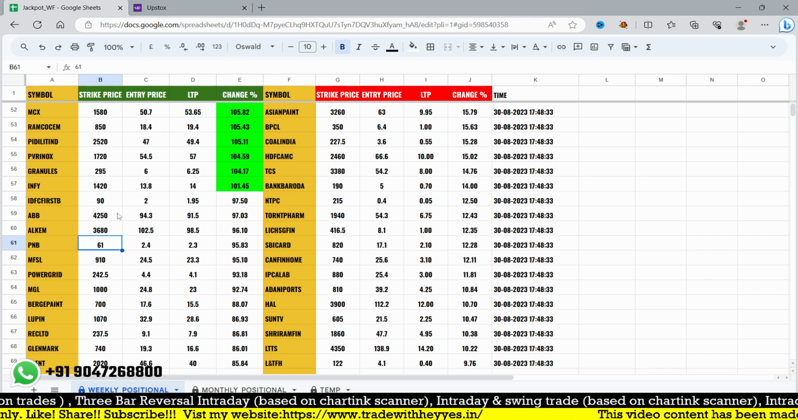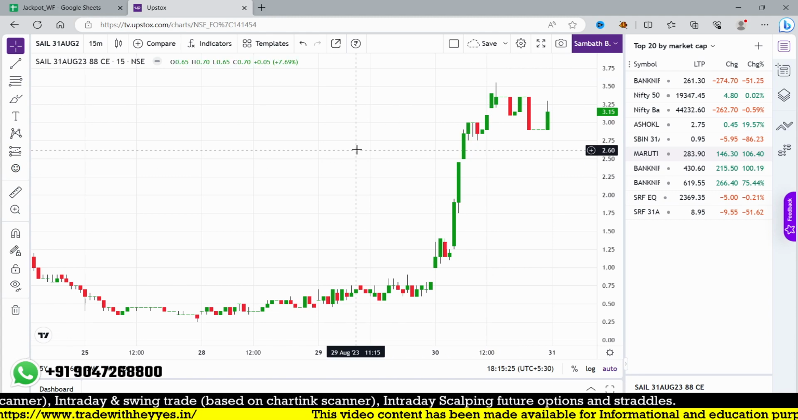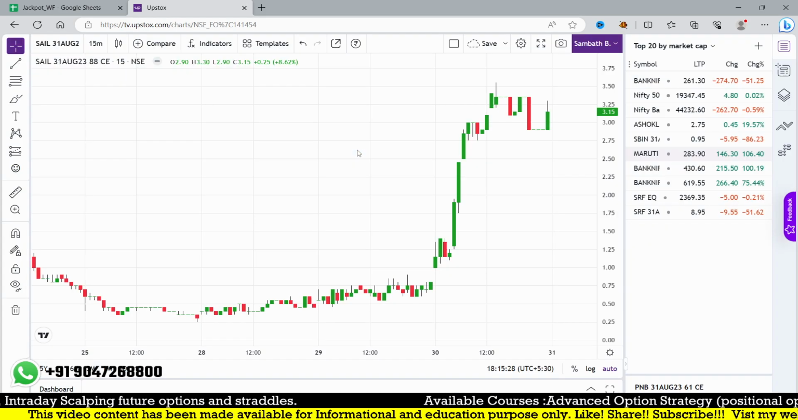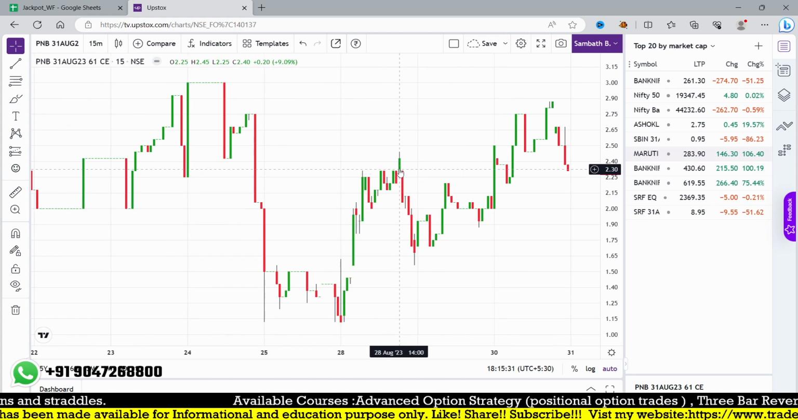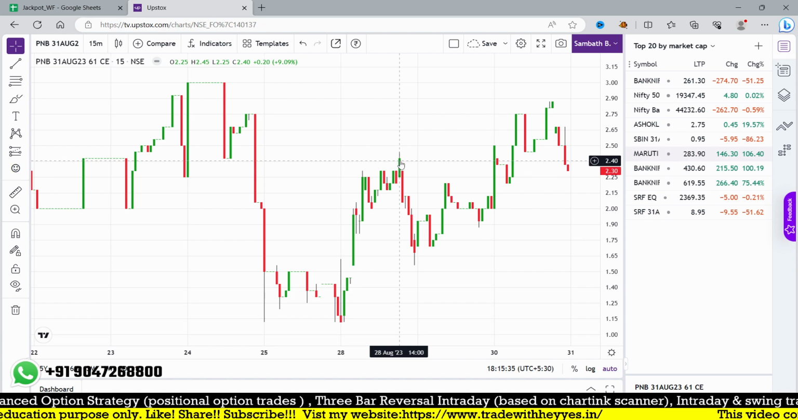Also, I'm just looking at the 61 call option today. So let me go for SAIL. It is giving you a fresh breakout today and works well. And the Punjab National Bank 61 call option, I will show you what that is. You can see 2.45. That is the trigger which happened yesterday.